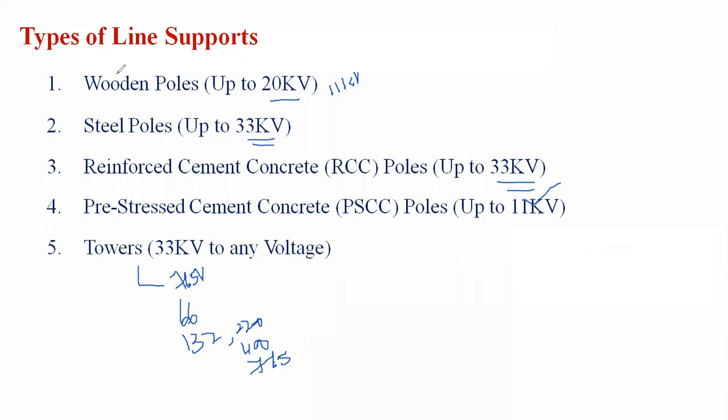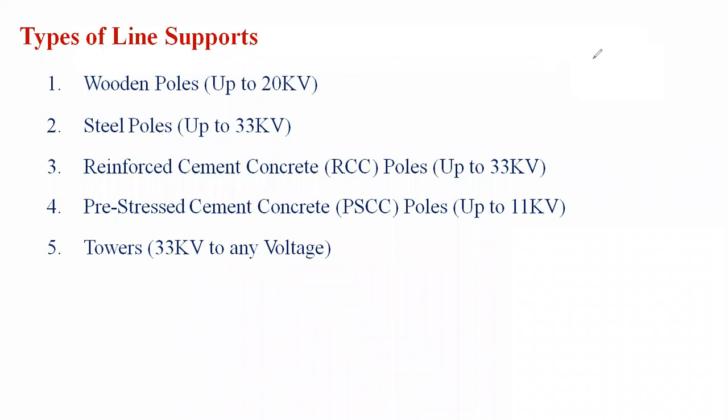These are the various line supporting structures. They are classified into types: wooden pole, steel pole, RCC pole, pre-stressed cement concrete pole, and tower. But at present, they are preferred for two things. One is the RCC pole, used up to 33 kV, for distribution as well as for transmission purpose. The transmission means 11 and then 33 kV. Beyond 33 kV, they are preferred for the towers.